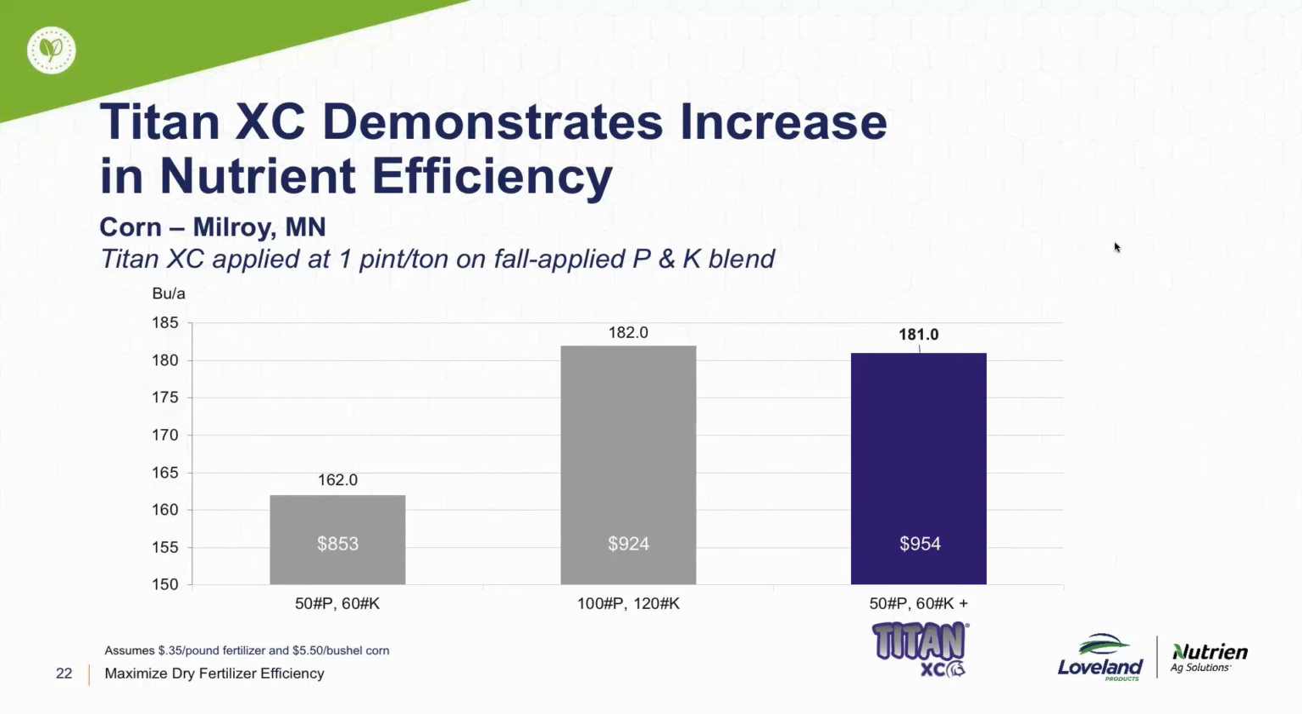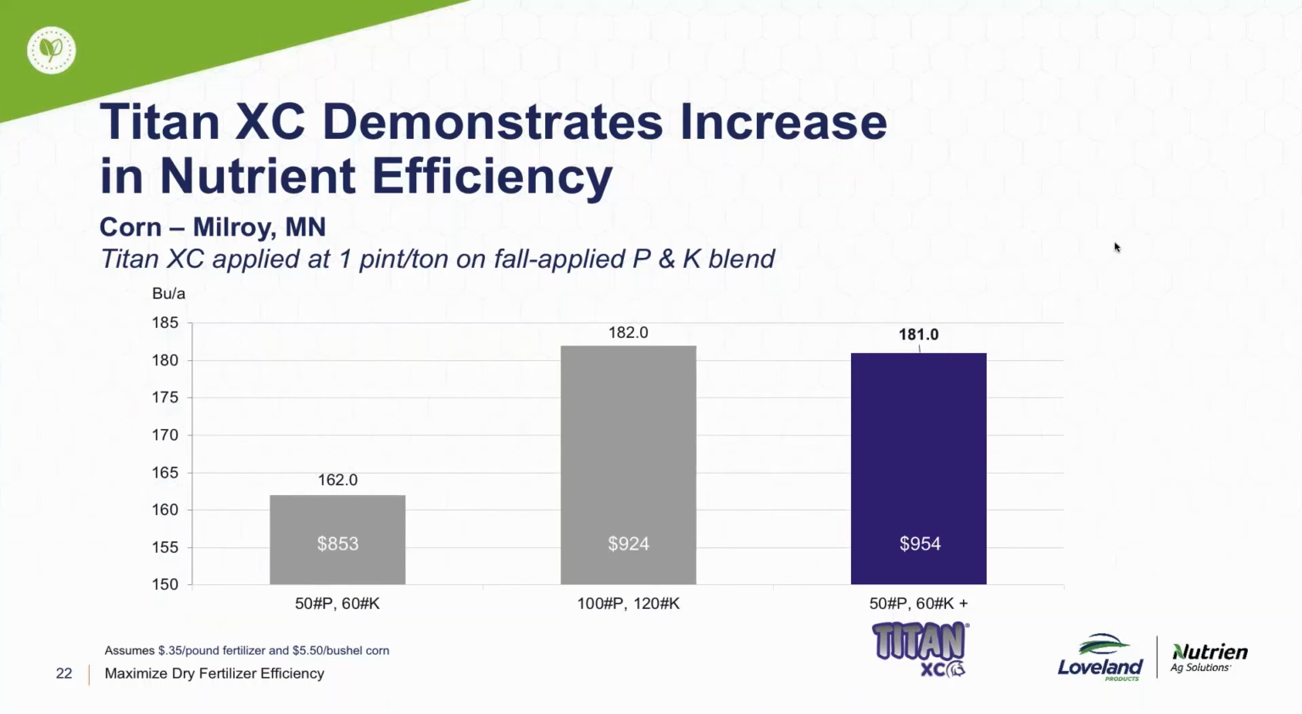But look over on the right side of that, where they took their standard blend, the 50-60, added Titan to it, increased yield 19 bushels, but they increased their profit $100 over their standard blend alone. That's what we're talking about, guys. It's not always about adding more fertilizer. It's about getting more efficiency out of the fertilizer that we add.